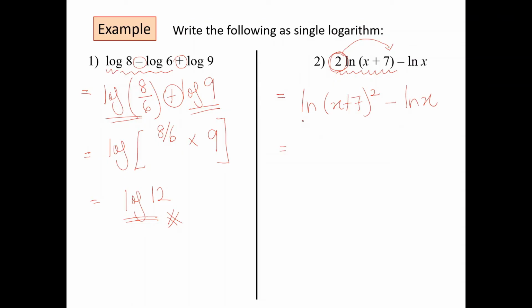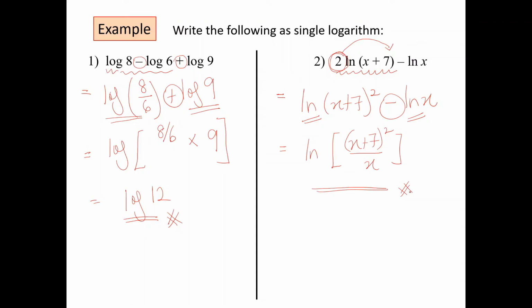Now we have 2 log or ln here with subtraction as our operation. So we can consider law number 2, which is ln (x + 7) everything squared divided by x. So in the bracket we will have division. Okay, we cannot simplify anymore, so we can just stop here.